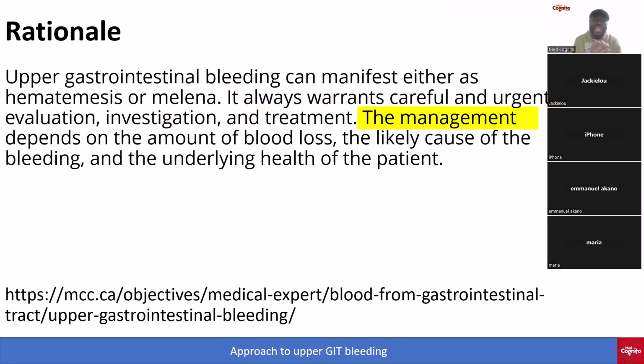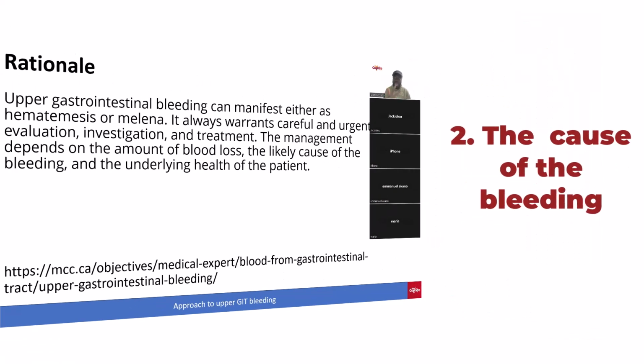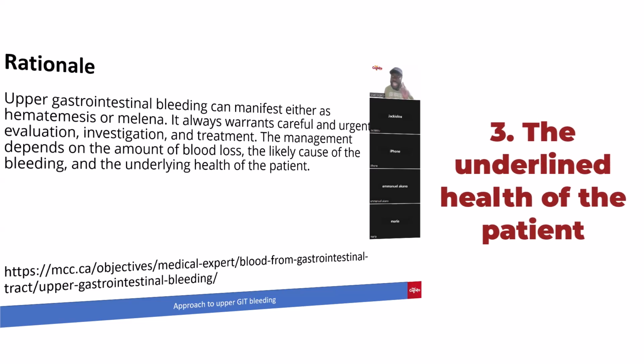Now, the management depends on the amount of blood loss. And I'll be quizzing you as the class goes on on all these various scenarios you may have to encounter in your clinical practice, and as you also prepare for the MCQ1, in terms of the amount of blood loss, the patient's hemodynamic status, and what you have to do. The likely cause of the bleeding and the underlying health of the patient. So three things determine how you're going to manage a patient with upper GI bleed. Number one, the amount of blood loss. Number two, the cause of the bleeding or the likely cause. And number three, the underlying health of the patient.